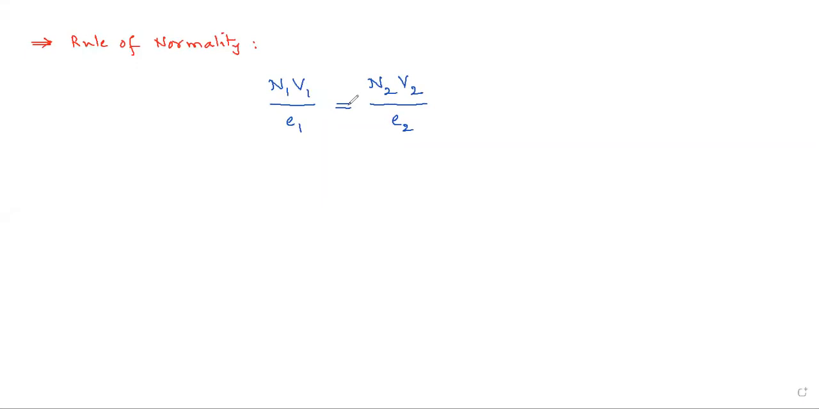In this case, we can actually take N1V1 by E1, where E1 refers to the number of equivalents of the first reactant, and E2 refers to the number of equivalents of the second reactant. But generally we avoid these two. But why? Let me tell you.